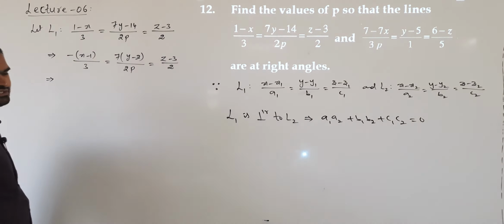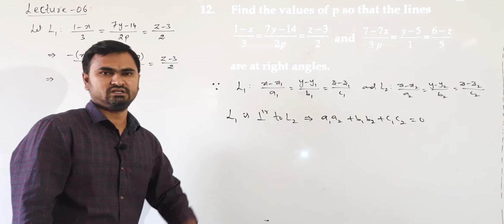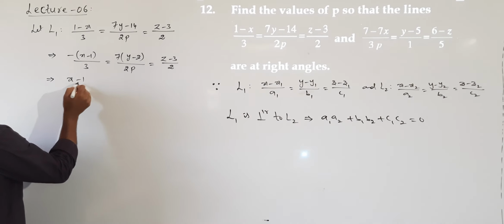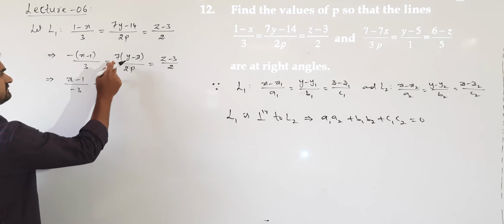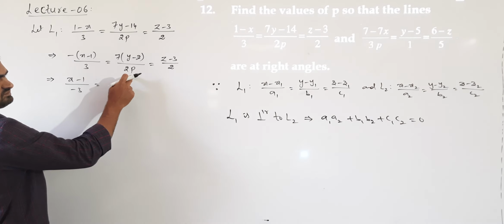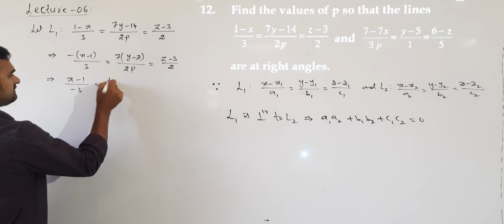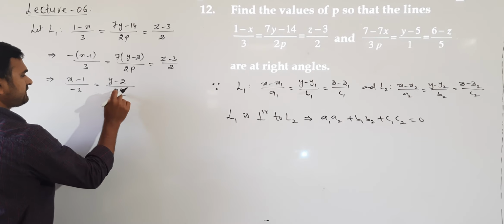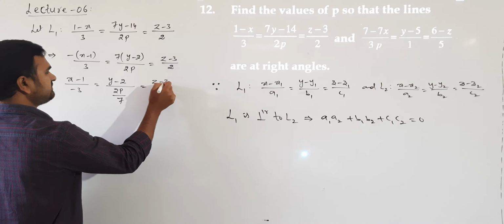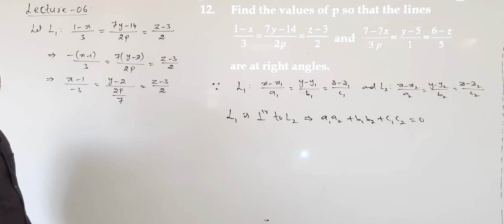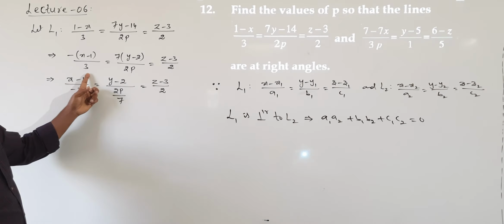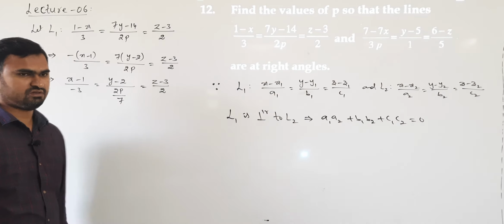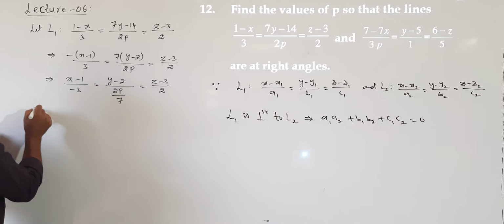We take the minus to the denominator because the coefficient of x must be 1, without changing equality. So (x minus 1) by minus 3 is equal to, bringing 7 to the denominator, (y minus 2) divided by 2p by 7, is equal to (z minus 3) by 2. Now it is in the standard form (x minus x1) by a is equal to (y minus y1) by b is equal to (z minus z1) by c. So what are the DRs of the first line?